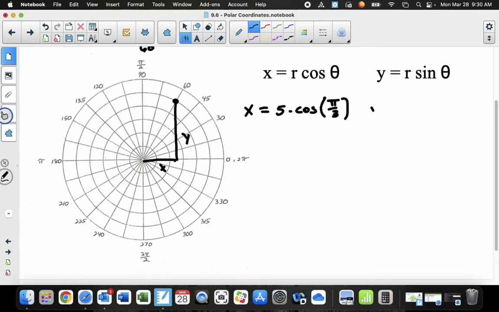Same thing with y: radius of 5 times the sine of pi over 3. And now we just get some answers. What is the actual x-coordinate? What's the actual y-coordinate? First question, what's the cosine of pi over 3? Here's why I had you take out your unit circle. 5 times cosine of pi over 3, which is 1/2, means the x-coordinate of this point in rectangular form is 5/2, or 2.5.